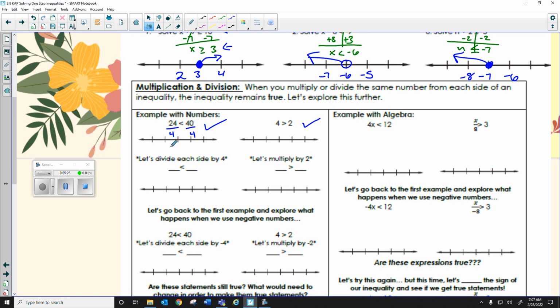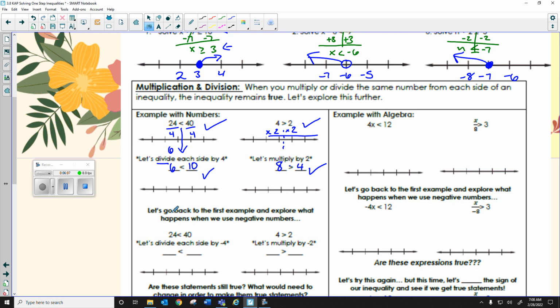That new inequality, 24 divided by 4, would give me 6, and then 40 divided by 4, that's going to give me 10. And they brought down that inequality sign. So is that still a true statement? I'd say yes. Okay, so we divided on this side. Let's multiply, just making sure everything's staying true. Times 2 and times 2. Bringing that inequality down. 4 times 2 gives me 8. 2 times 2 gives me 4. Is 8 greater than 4? Still a true statement.